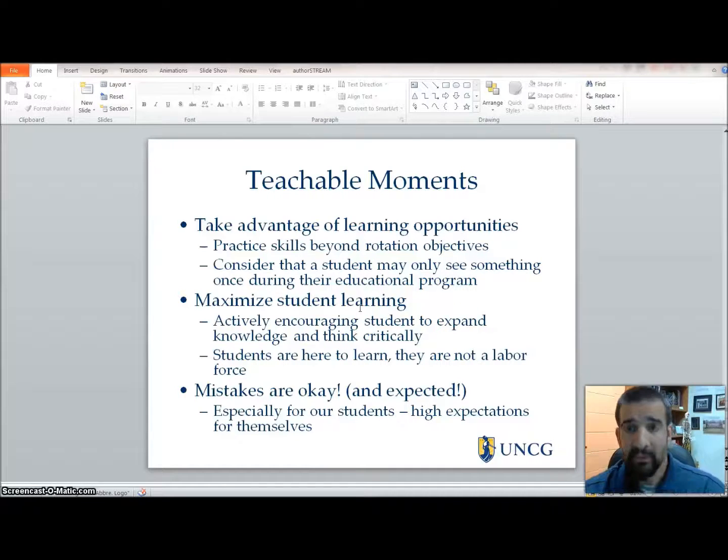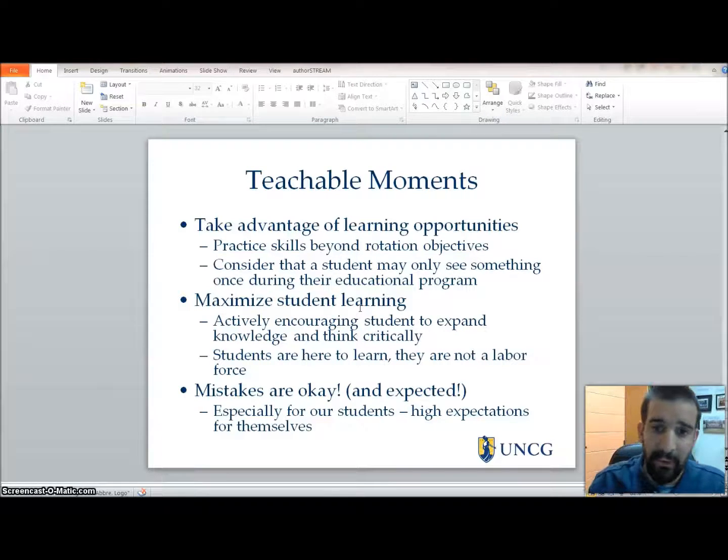Teachable moments, make sure you take advantage of them. They can occur even when you're not expecting them. The one thing about athletic training is we're always on our toes, and we're always being vigilant about things that can happen. Even if something is not part of their rotation, use it as a teachable moment. So if they have a dislocated glenohumeral joint, use it as a teachable moment. They may never see one again in that rotation.